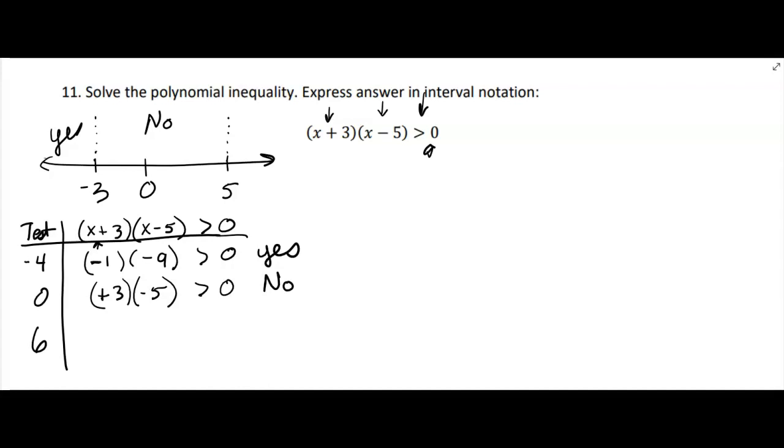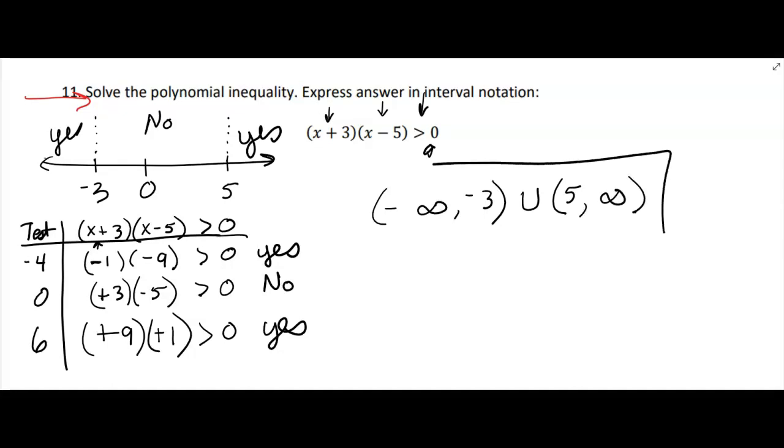Okay, now pick a number bigger than 5. A lot of times students will pick 6. That gets you a positive here, gets you a 9, but it doesn't matter that it's 9. And it gets you a positive 1 here. Positive times positive, is that greater than 0? Yes, positive times positive is greater than 0. Okay, this is the work I expect to see on your test. I don't expect to see some other crazy stuff. Please make sure your work shows this information. Okay, let me emphasize that.